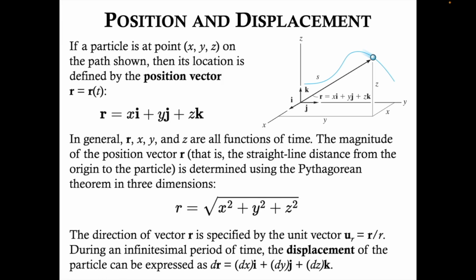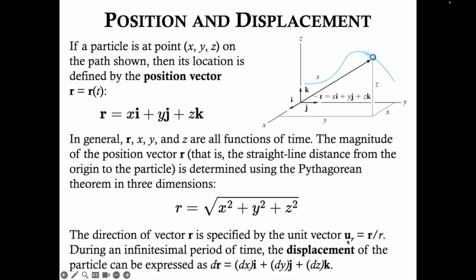The magnitude of the position vector r, that is the straight line distance from the origin to the particle, is determined using the Pythagorean theorem in 3 dimensions, where the magnitude of position vector r equals the square root of the sum of the squares of the components of that vector. The direction of vector r is specified by the unit vector u sub r equals vector r over scalar r.